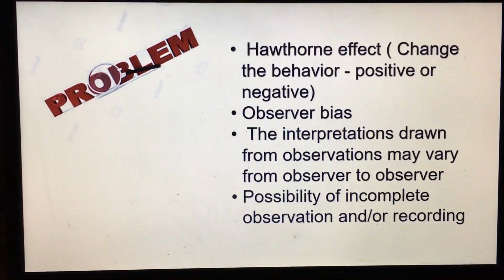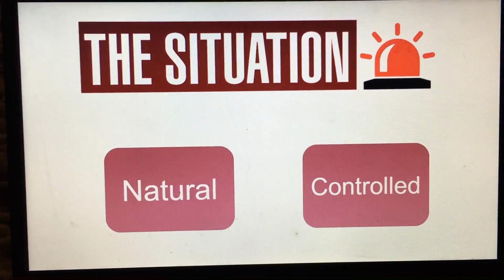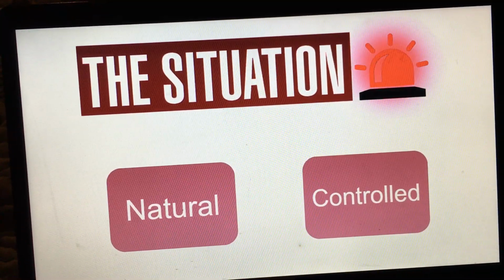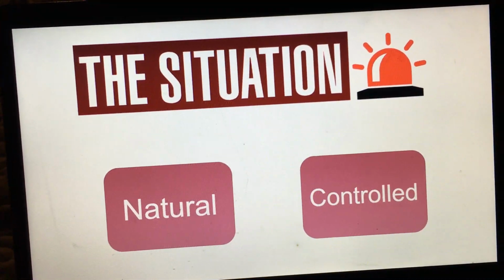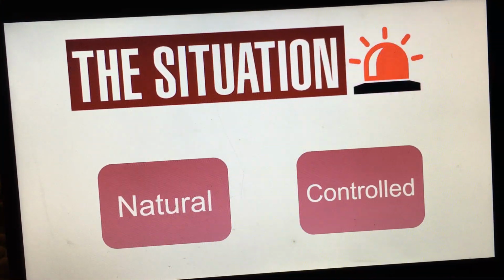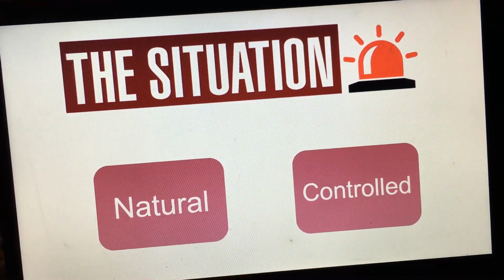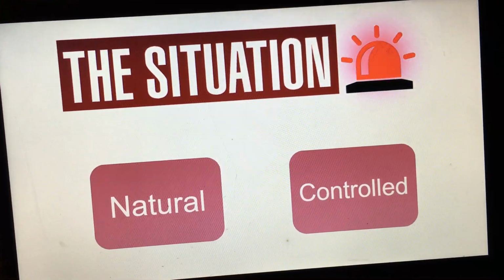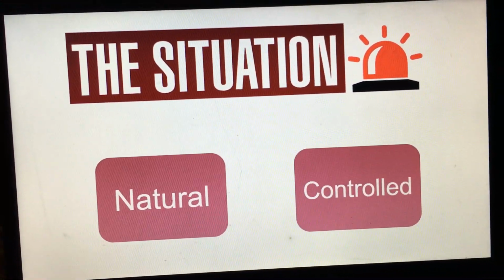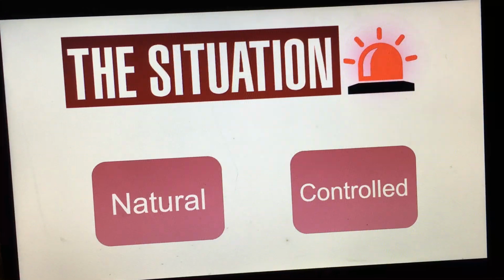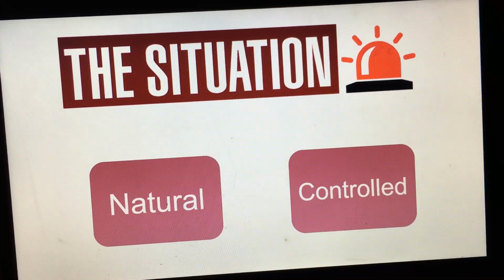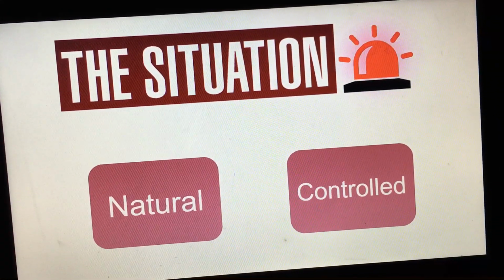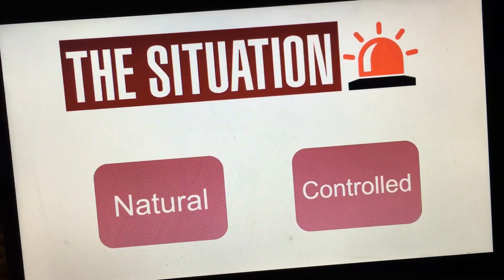Observation can be made under two conditions. They are natural and controlled. Observing a group in its natural operation rather than intervening in its activity is classified as observation under natural conditions. And introducing a stimulus to the group for it to react to, and observing the reaction, is called controlled observation.